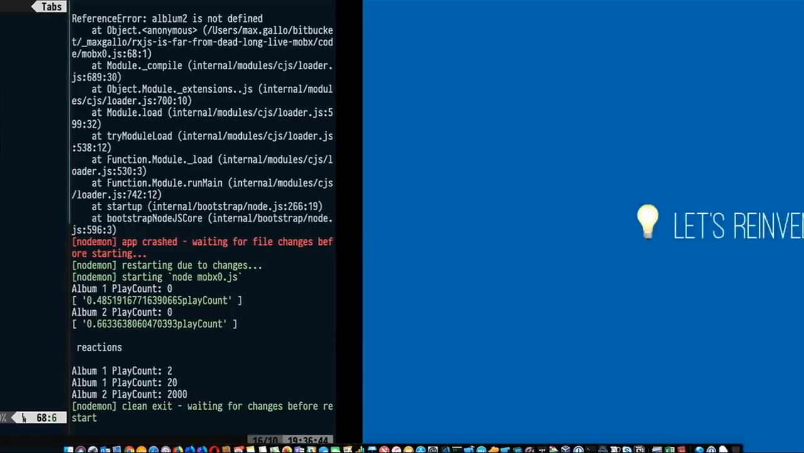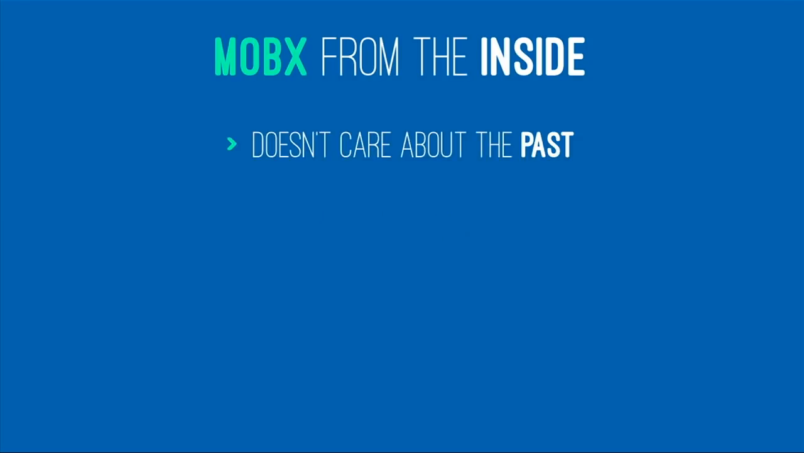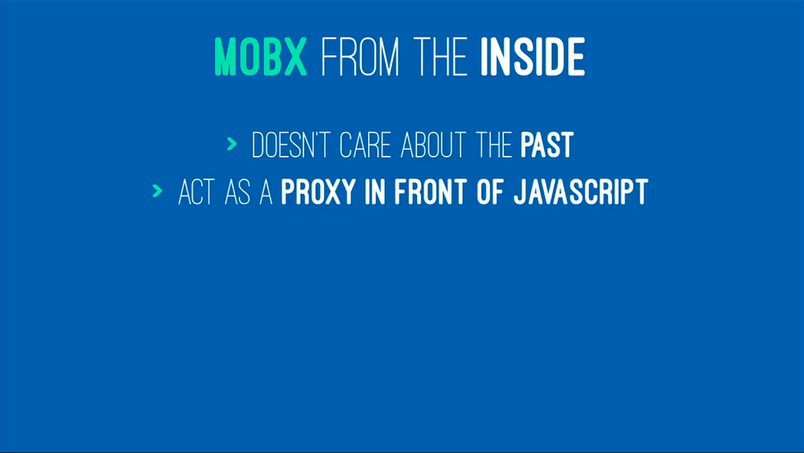But let's try to recap what we just saw. First of all, MobX doesn't care about the past. Everything that we saw was about getters and setters. So unless we track down somehow in some other way what's happening, like my history, MobX only cares about the immediate changes. So in the best case scenario, MobX can tell you the latest observable value and the current observable value, but nothing more. It acts as a proxy in front of JavaScript. This is very important. In our case, it was literally in the middle between us developers and JavaScript.